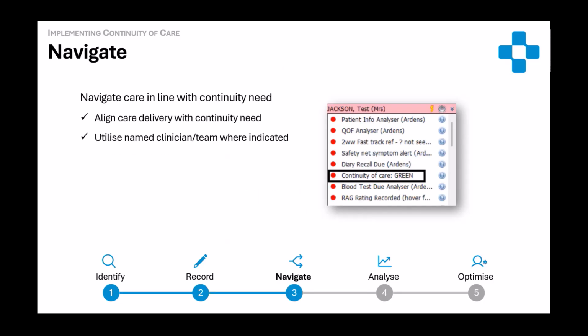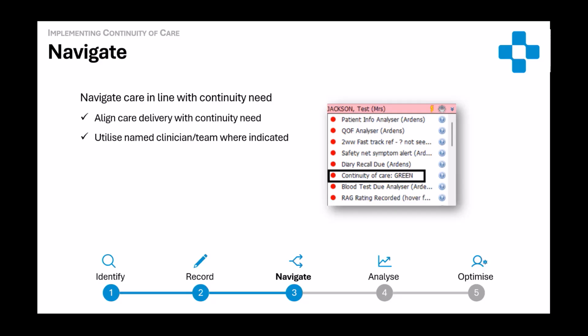That brings us on to the navigate stage, step 3, and this is arguably one of the most important steps here. This is where your continuity becomes real in practice. Once you've identified continuity need, it should then start to actively influence how your patients are navigated through the system. Often that is supported with alerts and prompts, so you'll see those again in your EMIS system, but the key here is the decisions you make as a result of that. There's no point having an alert there if you're not going to act on that alert.